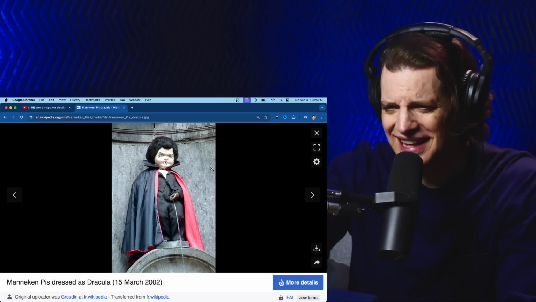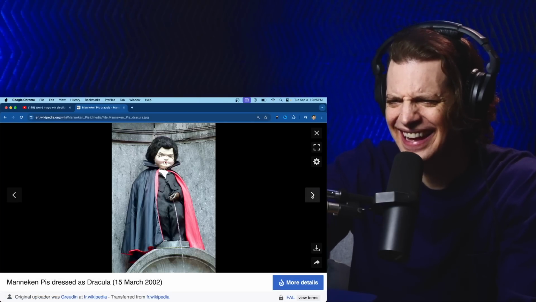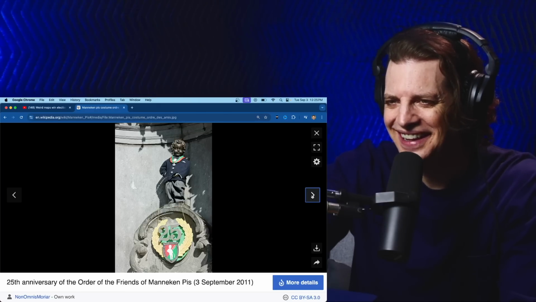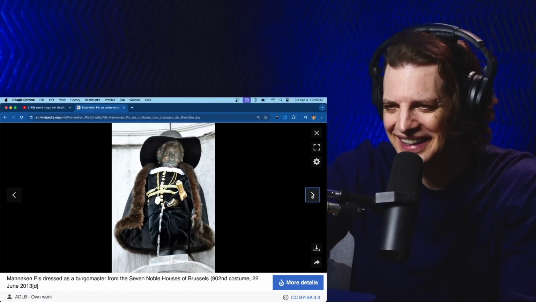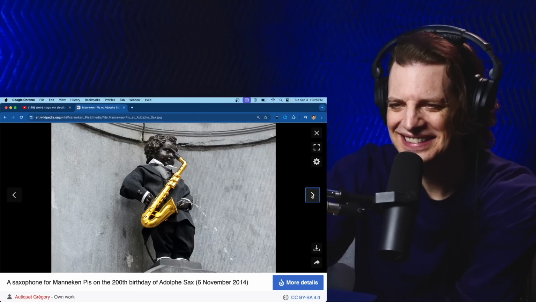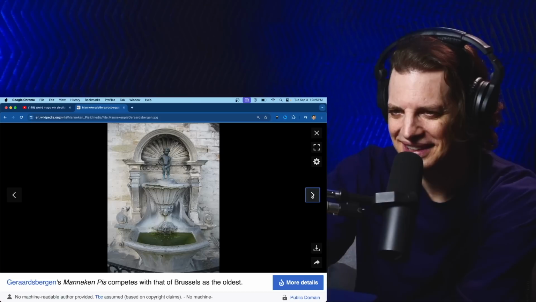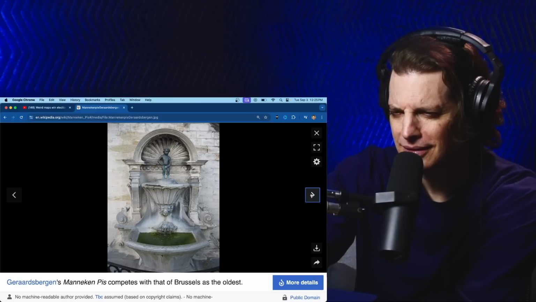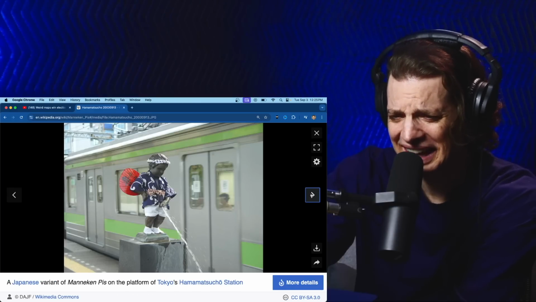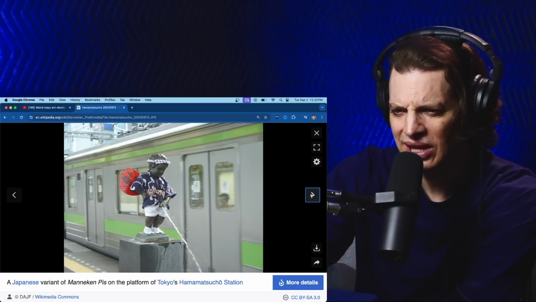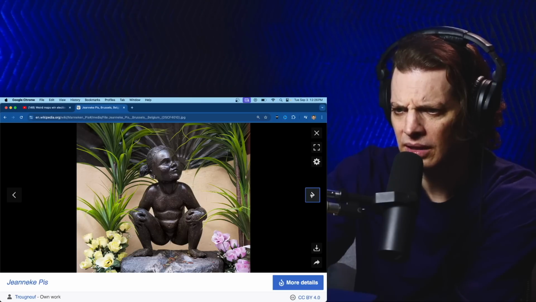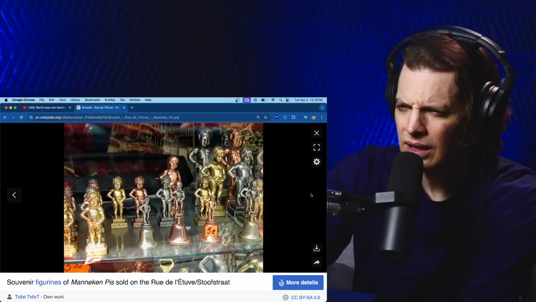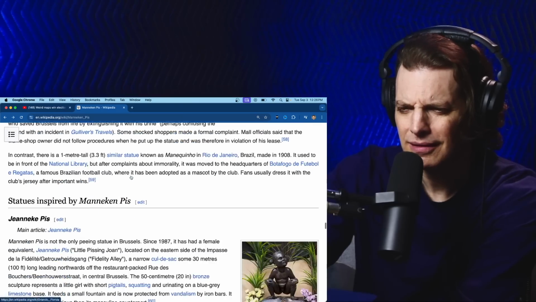What? Wow. Cool. He's got a ton of little suits and stuff. This one had lights? Wow. Oh, this is in Japan. Oh, he's not peeing. Oh, he is. It's a girl peeing. A dog peeing. Wow. Amazing. I had no idea.